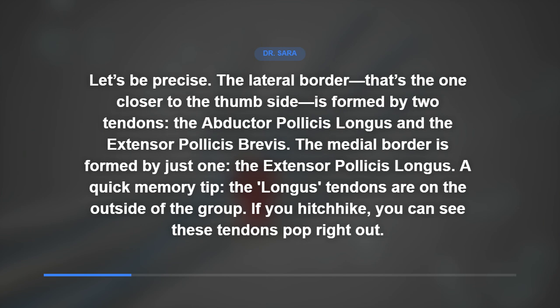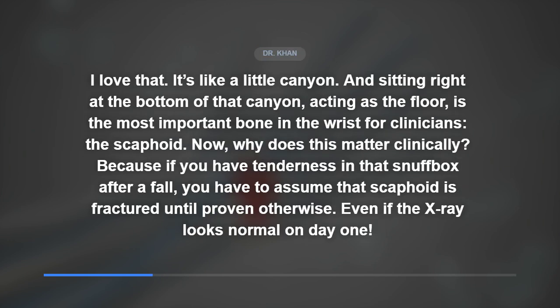Let's be precise. The lateral border, that's the one closer to the thumb side, is formed by two tendons, the abductor pollicis longus and the extensor pollicis brevis. The medial border is formed by just one, the extensor pollicis longus. A quick memory tip, the longest tendons are on the outside of the group. If you hitchhike, you can see these tendons pop right out. I love that. It's like a little canyon.